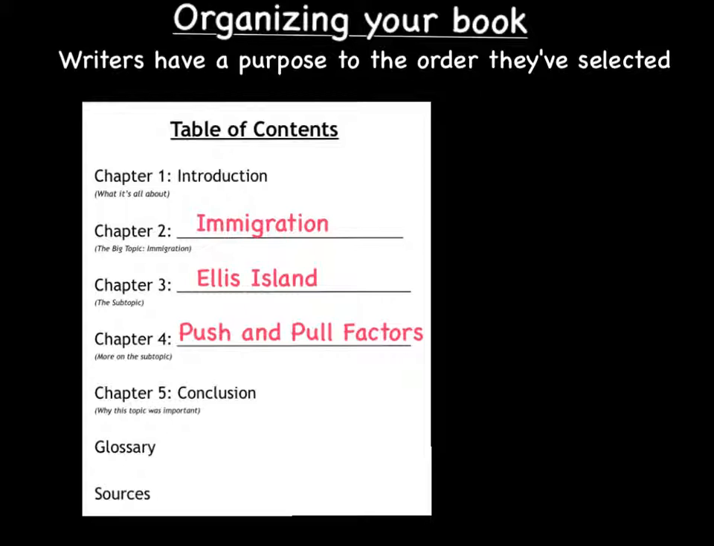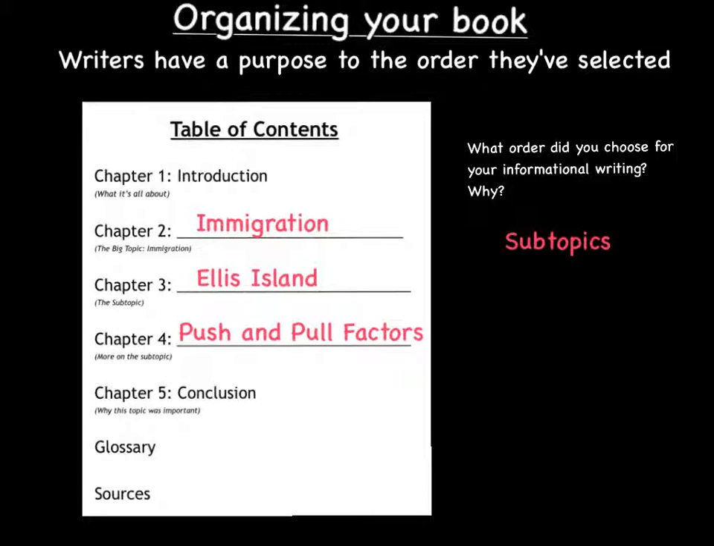Let's think for a minute about the order of chapters in our book. We want to think about this question: what order did you choose for your informational writing and why? So there's a couple of different options we could go with. You may simply have yours ordered by different subtopics. So maybe you have 2 different subtopics here for Chapter 3 and 4 within your main topic that you want to discuss.